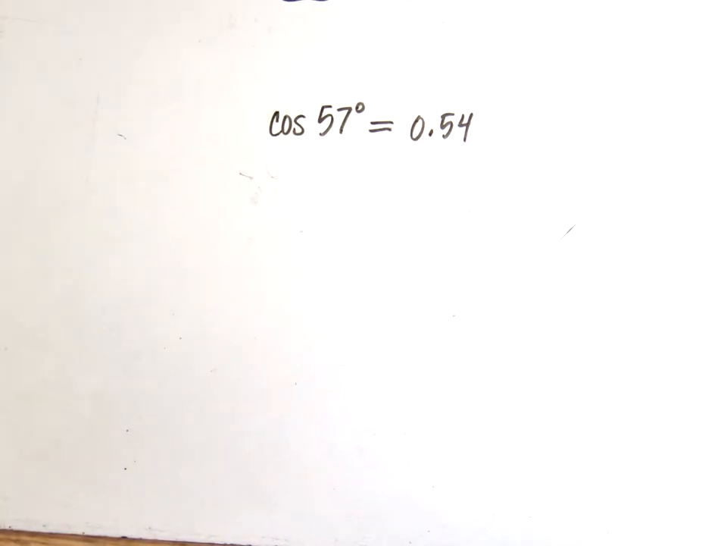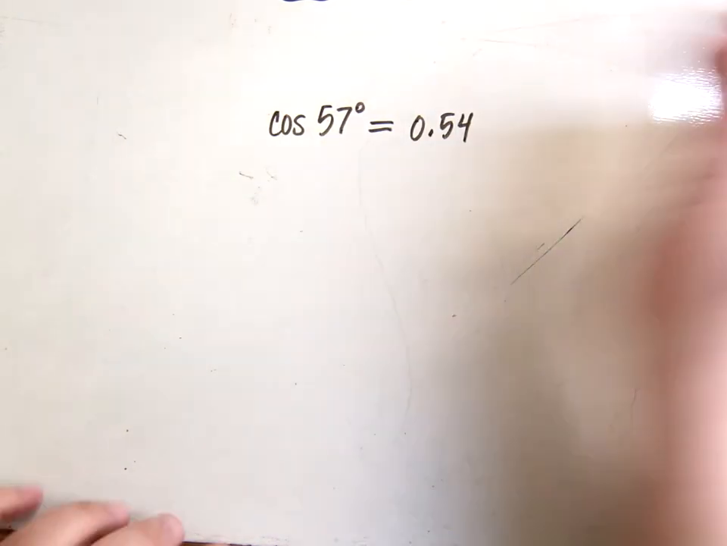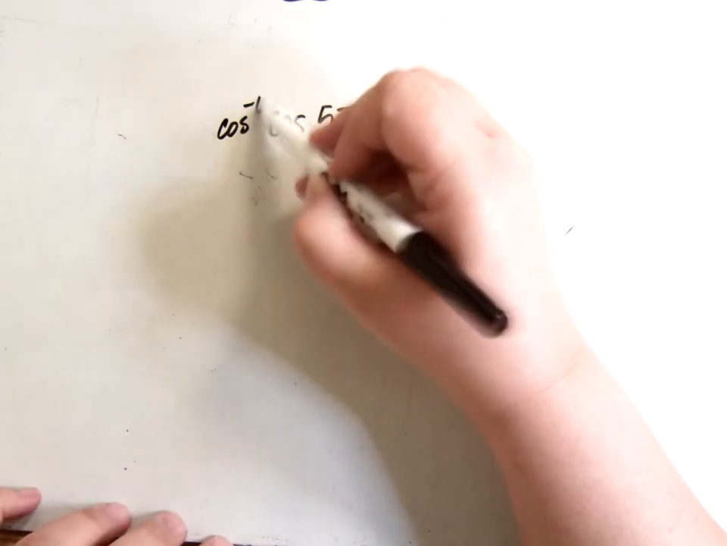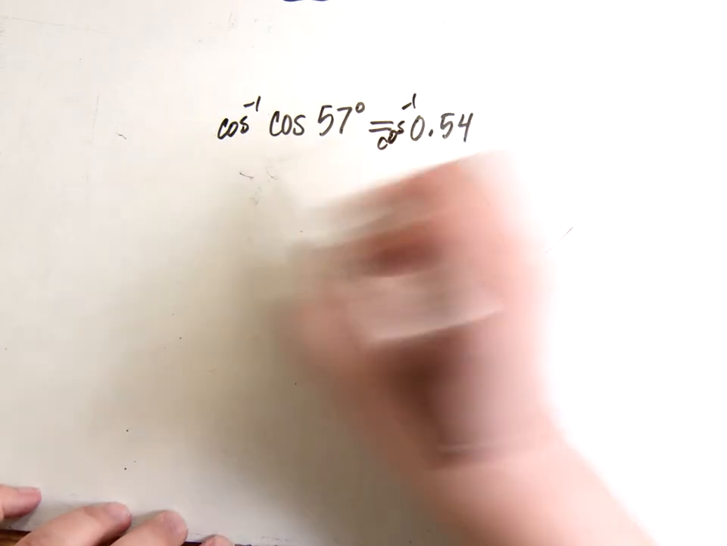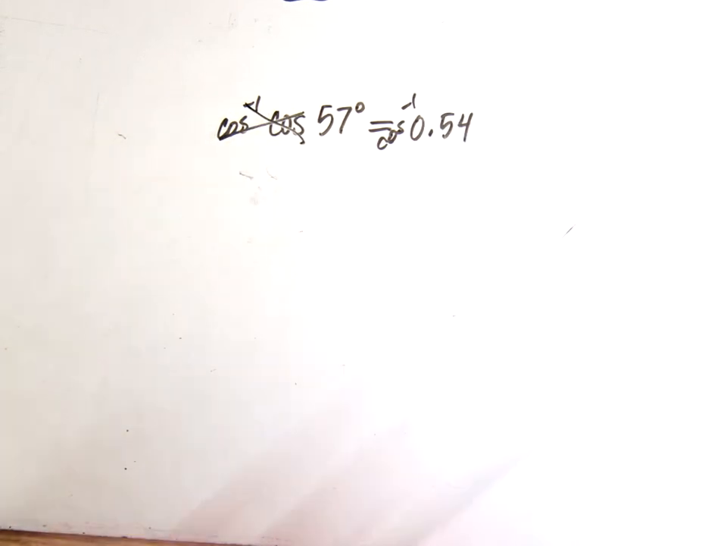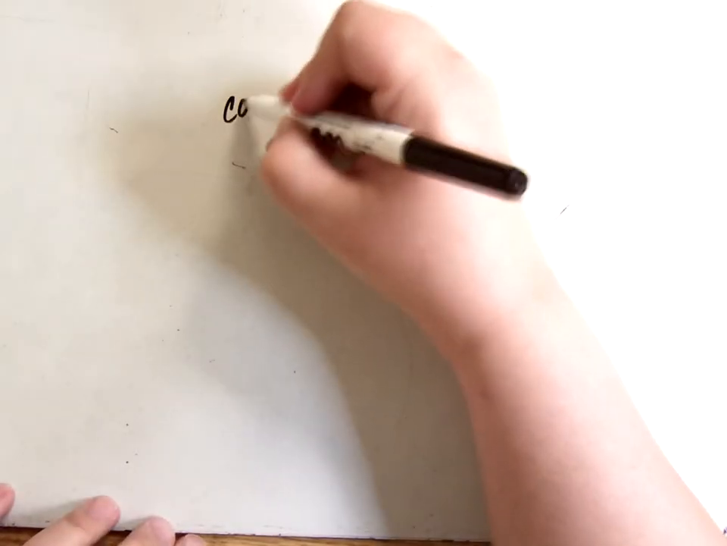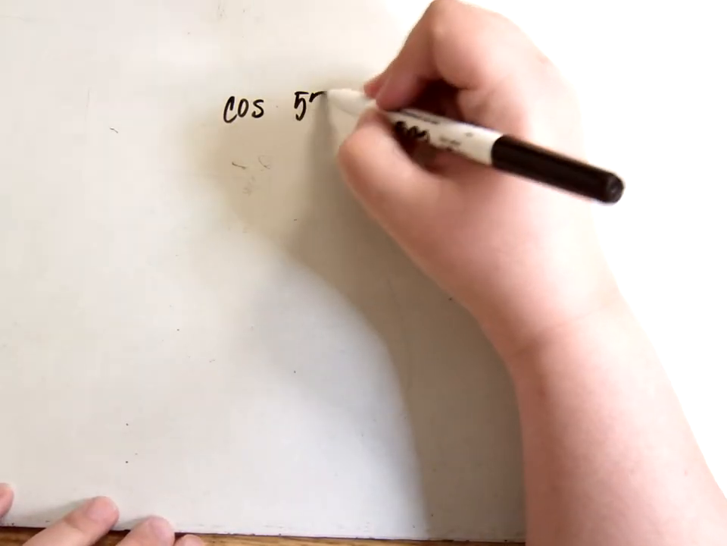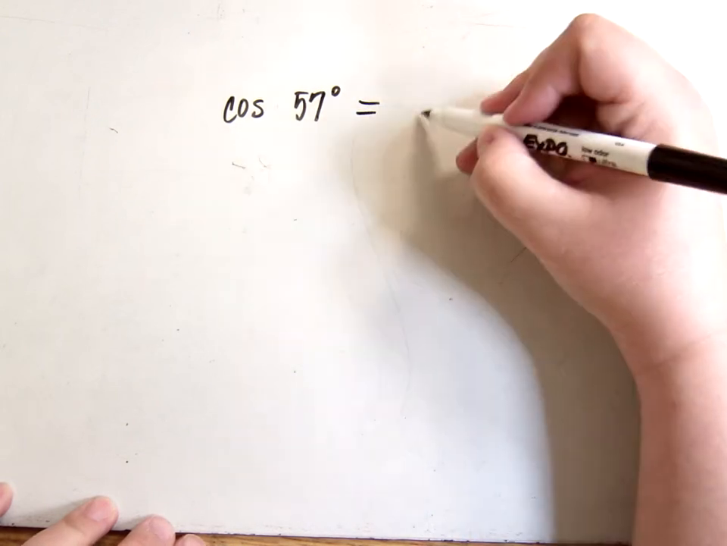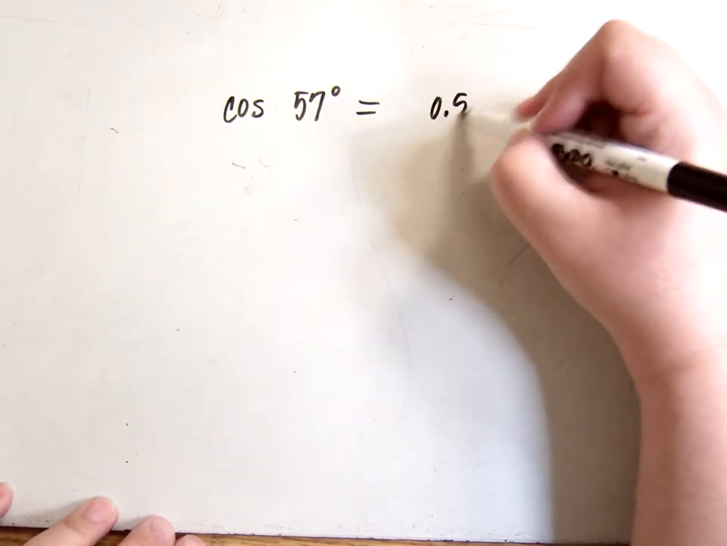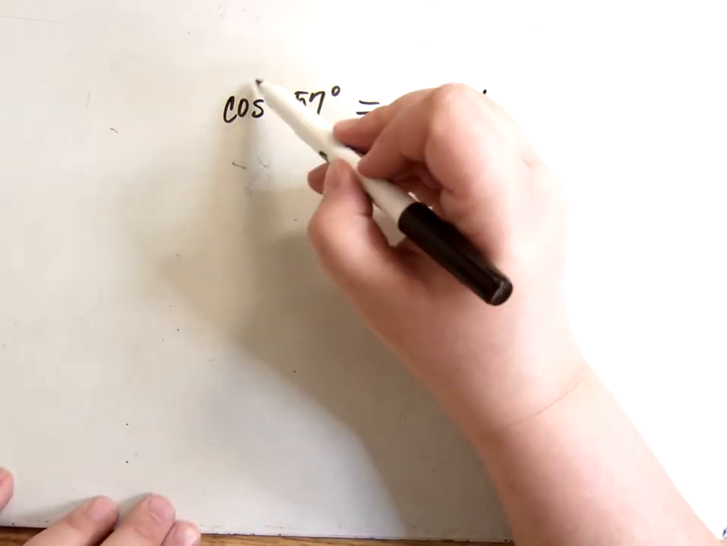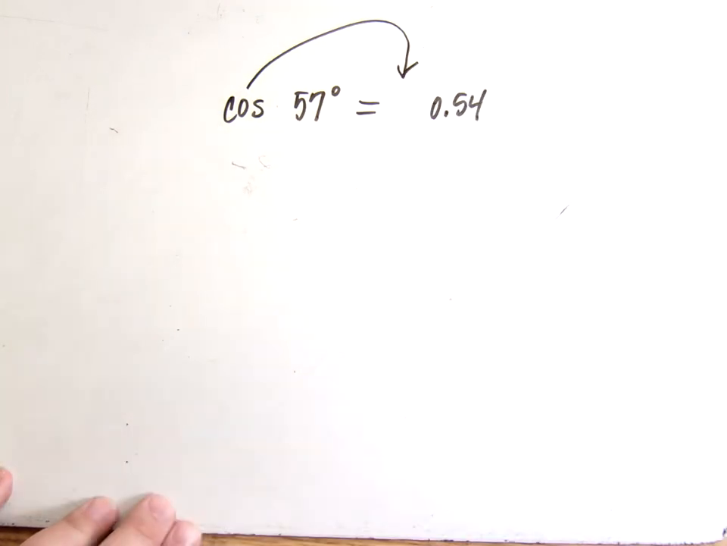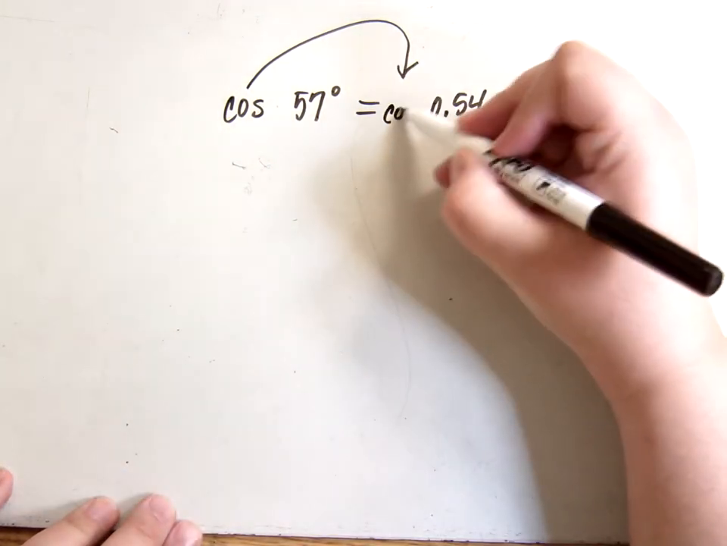One way of looking at that, instead of the actual solving, if we showed solving it, we would do inverse cosine of both sides, and these cancel. But instead of doing it that way, one way of thinking of this is, if the cosine of 57 degrees is equal to 0.54, it's like you're picking up the cosine and moving it to the other side, and it becomes an inverse cosine in the process.